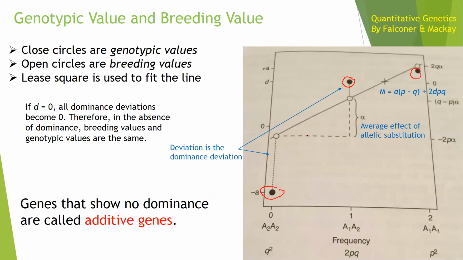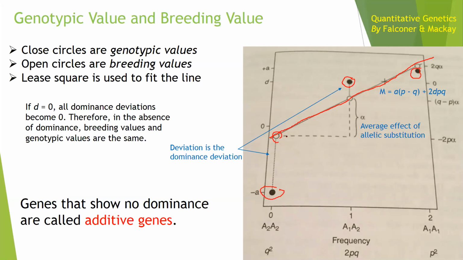So we need to find the best way to summarize this data. So that's the regression line. All right, the regression line actually represented the breeding value. Now we need to go back to our breeding values. We have 3 genotypes and we have 3 breeding values, right?